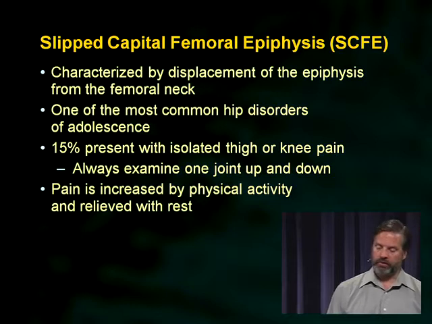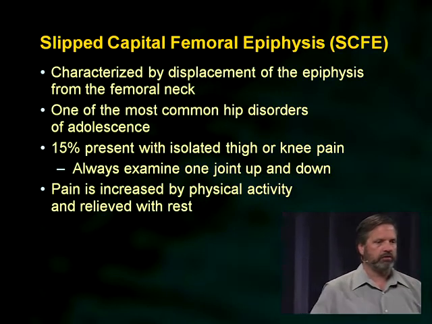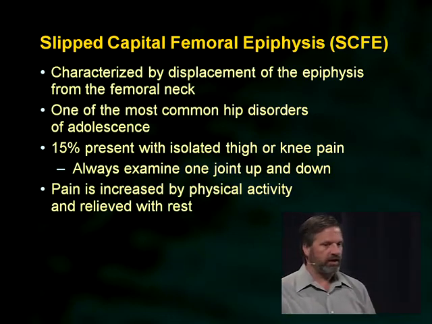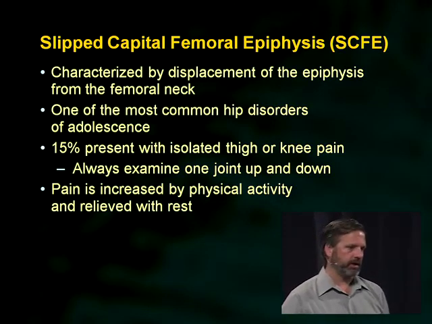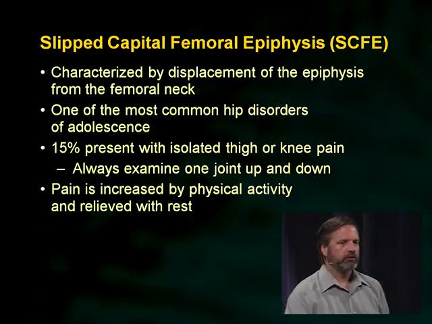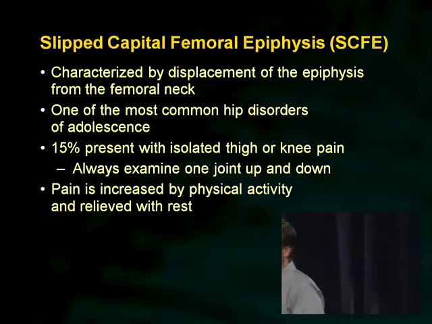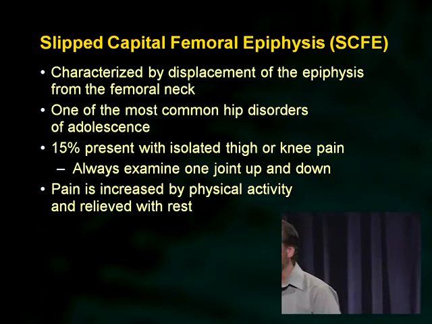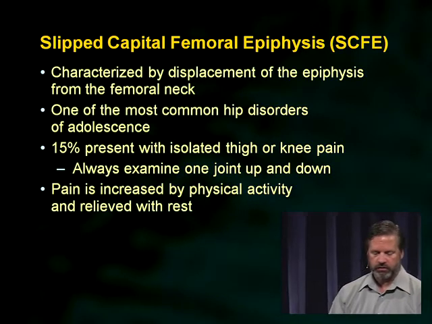15% will present with isolated thigh or knee pain. So a good rule of thumb in orthopedics or in sports medicine or rheumatology, any joint area, when you've got a patient who's got a complaint in a joint, you always need to make sure you look at the joint up and the joint down. So if somebody's complaining of pain around the knee, it's really important to examine the hip and the ankle. A lot of times cases present as referred pain. So it's always important to examine the adjacent joints.